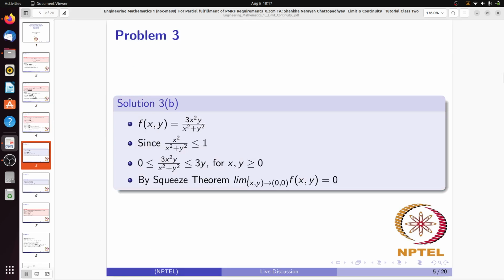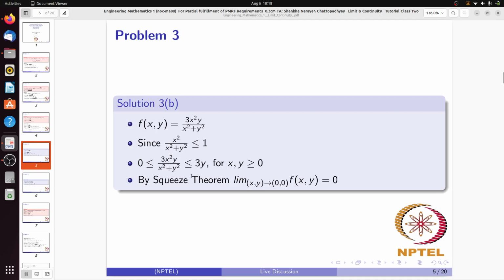So here the function is f(x,y) equal to 3x square y divided by x square plus y square. Now see what is happening: in x square divided by x square plus y square, the y square term is a positive quantity. Whenever you add a positive quantity to some real number, it will increase that number. So x square divided by x square plus y square is less than or equal to 1, and since it is a positive quantity, it will be between 0 and 1.